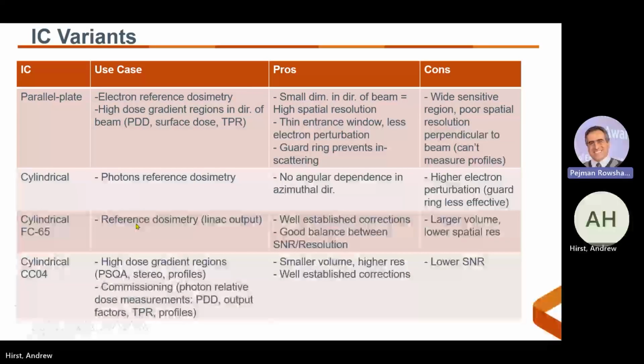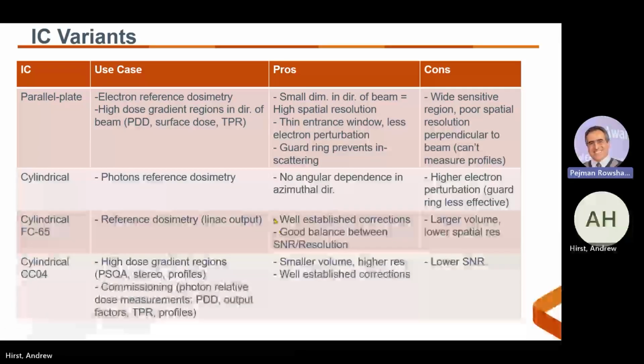Here we use the FC65 chamber for reference dosimetry. So when you measure the output of a LINAC monthly, that's a check we do every month. We specify that it delivers, say, 10 gray. We check that every month it's going to deliver 10 gray because that quantity tends to shift. So we use the FC65 chamber to do that.